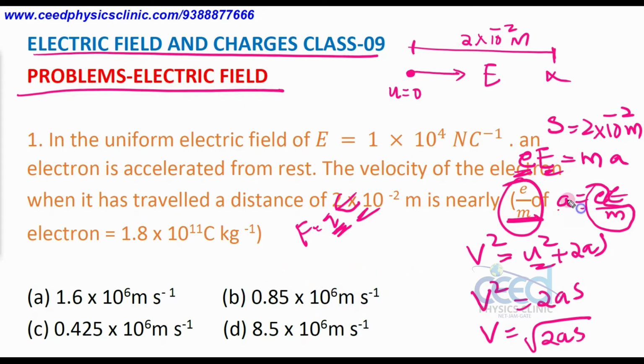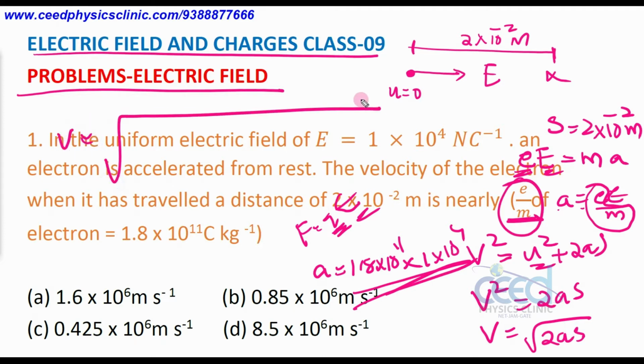e by m is equal to 1.8 into 10 raised to 11, into capital E, that is 1 into 10 raised to 4. All right. So we got acceleration. This acceleration and displacement. So v is equal to square root of 2 into acceleration, that is 1.8 into 10 raised to 11 into 10 raised to 4, that is 10 raised to 15, and this s also given, s is equal to 2 into 10 raised to minus 2.